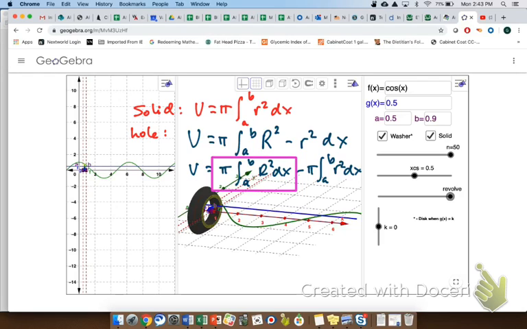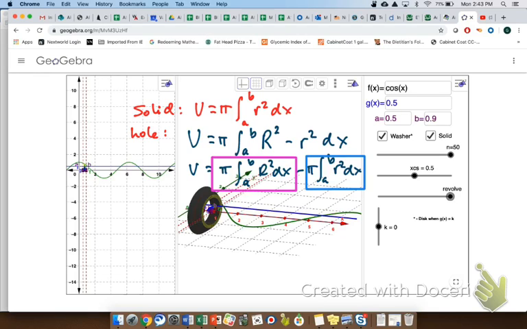And then, isn't this thing in the blue box just another disk method? So the way that you find the volume of something that has a hole in the middle is you find the volume as if the hole wasn't even there, and then you subtract the volume of the hole. And we're going to later on call this the washer method.